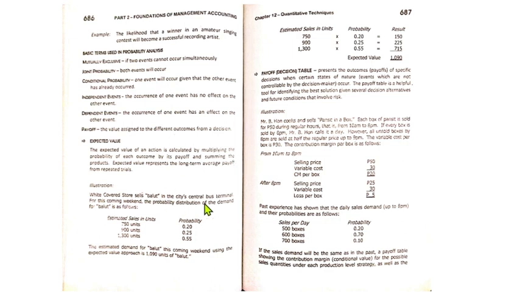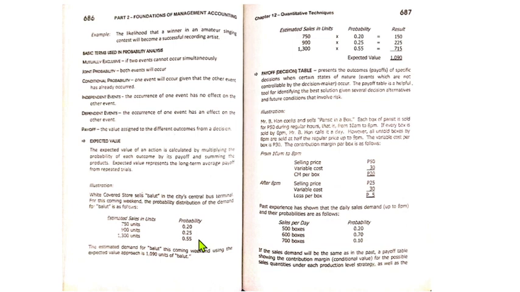White-covered store sells balut in the city's central bus terminal. For this coming weekend, the probability distribution of the demand for balut is as follows. So meron daw probability or the chances of selling these items of balut. So estimated sales in units: 750, 900, and 1,300 units. Ang probability niyan ay 0.2, 0.25, and 0.55 or 20%, 25%, or 55%. The estimated demand for balut this coming weekend using the expected value approach is 1,090 units of balut.